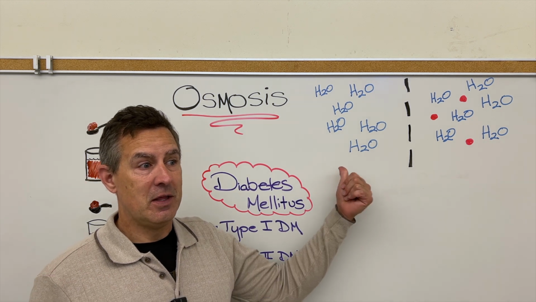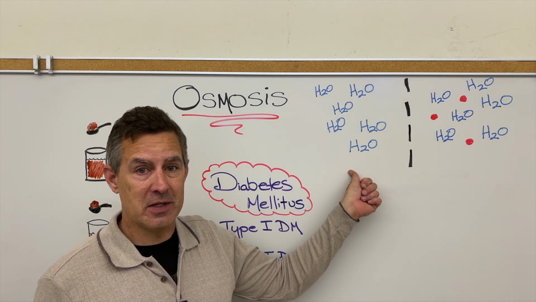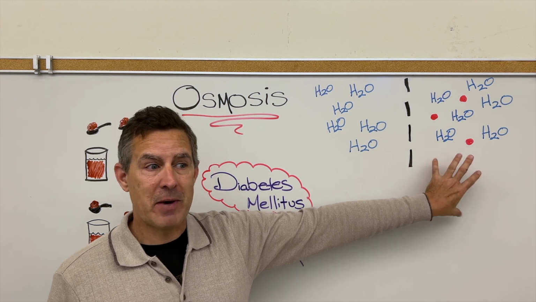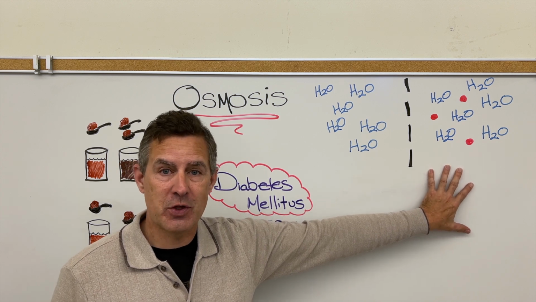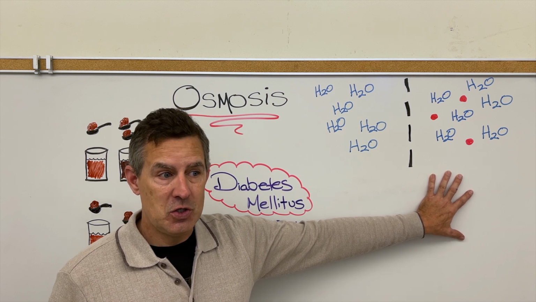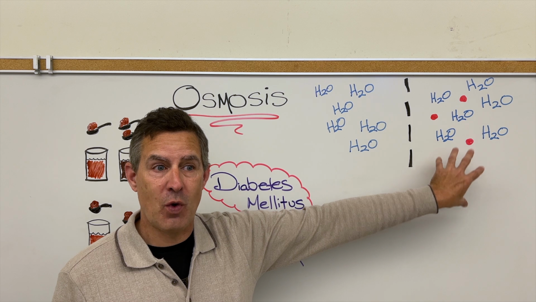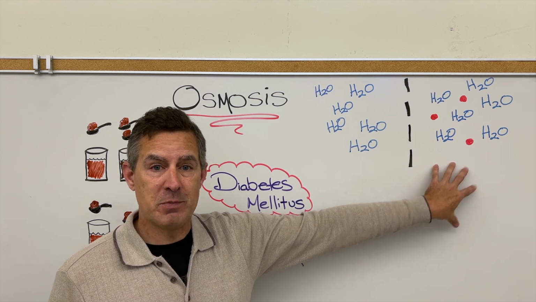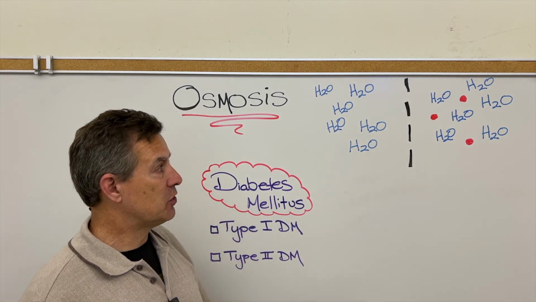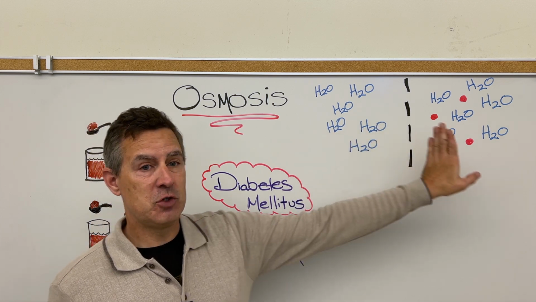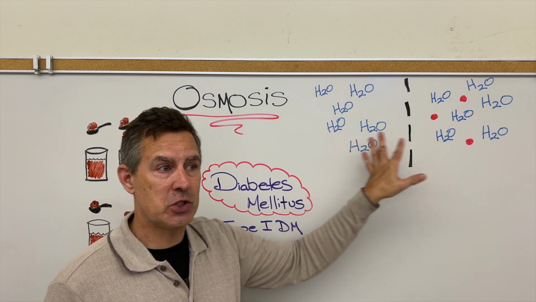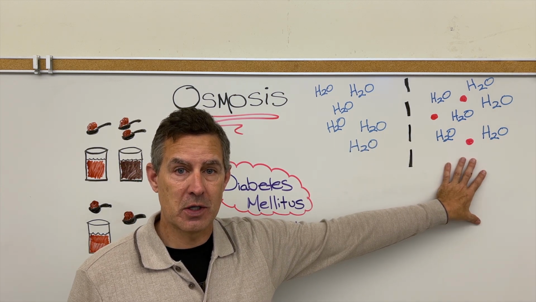To be clear, this is 100% water on the left side of this membrane, and over here, the water has become diluted by the presence of solutes. It doesn't matter what the solutes are. They could be glucose, they could be sodium, they could be bicarbonates. Just the fact that there are solutes within this side of the membrane informs us that this has a lower concentration of water molecules. As a result, water is going to move from the left to the right, from an area of higher molecular water concentration to an area of lower molecular water concentration.